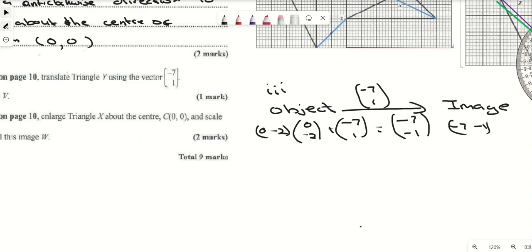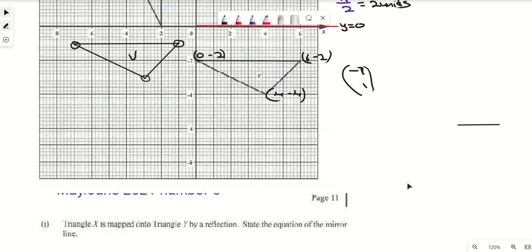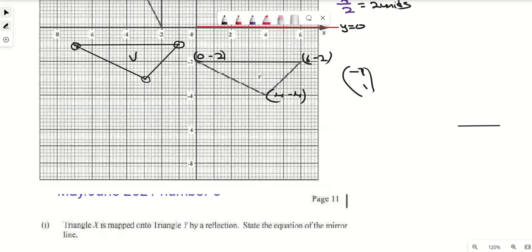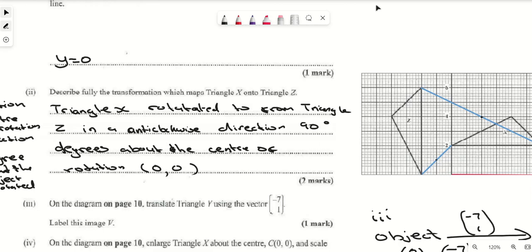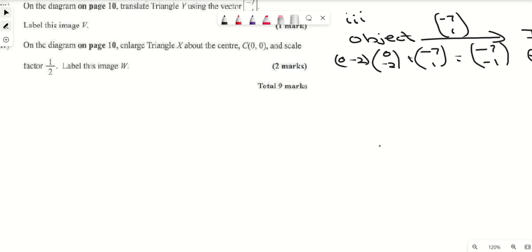And if we look at this here, let's just check and make sure. If we look at it here, we will see that this coordinate is definitely minus 7, minus 1, right? The next one is 6, minus 2, right? So 6, minus 2, right? We turn it into a column vector, 6 on top, minus 2 at the bottom, right?